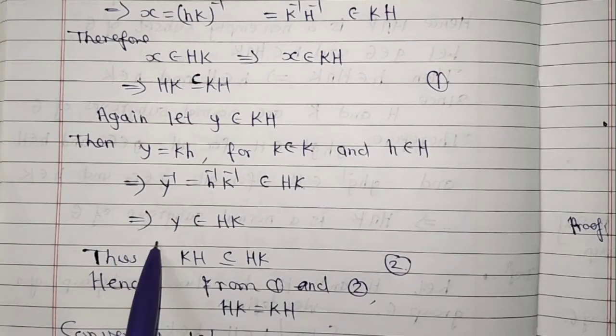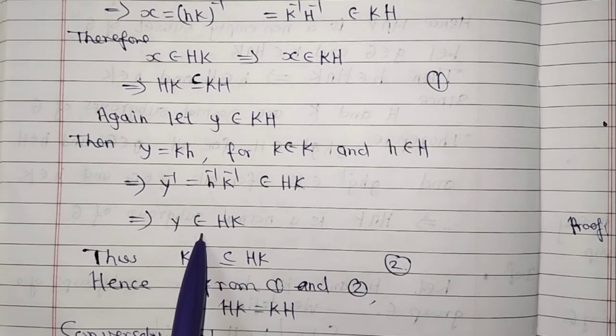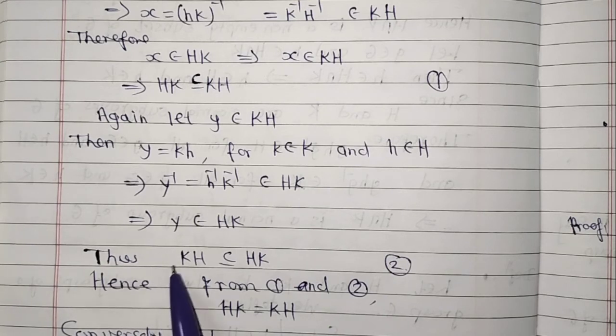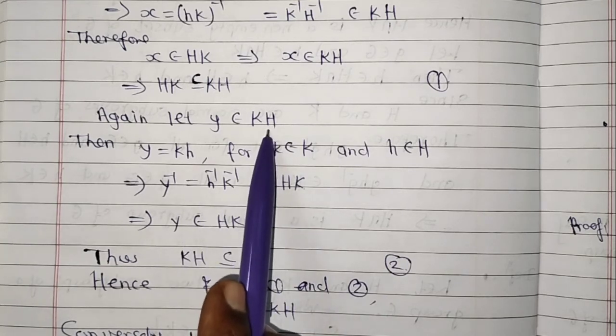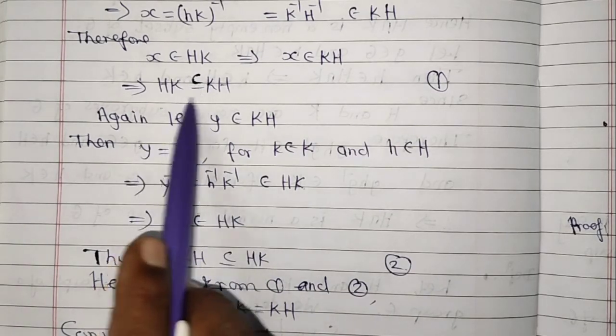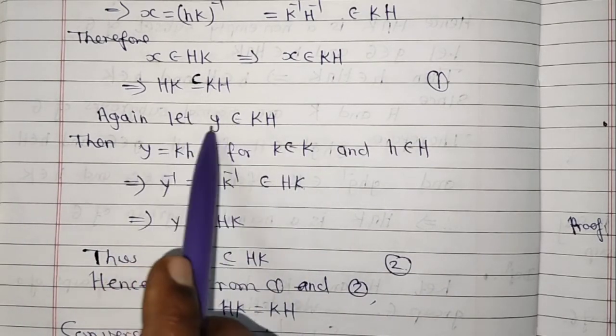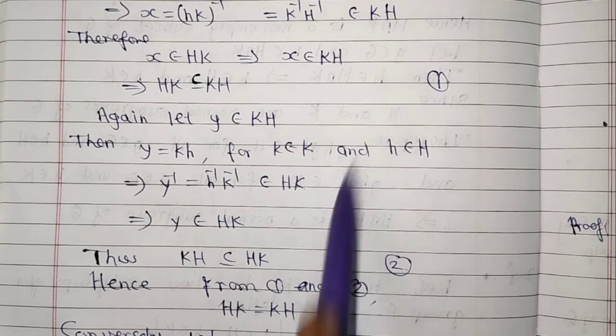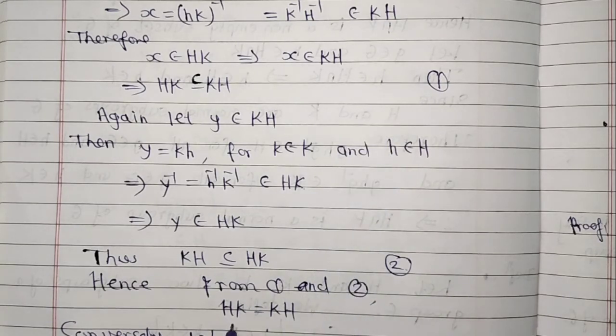And this implies y belongs to HK. Thus, KH is contained in HK. Here HK is contained in KH, and if y belongs to KH, we prove that y belongs to HK. That means KH is contained in HK.